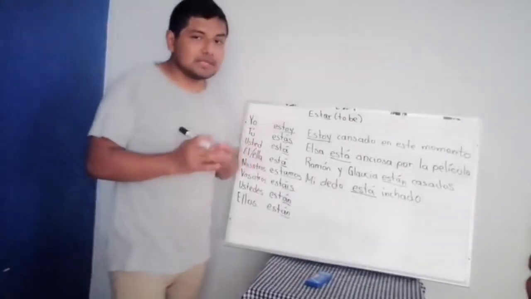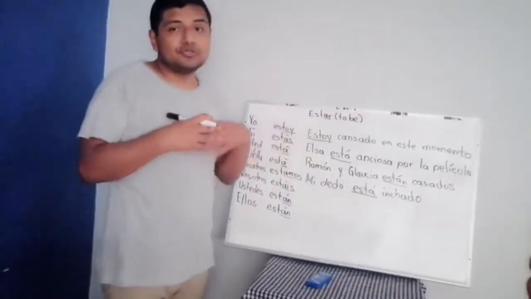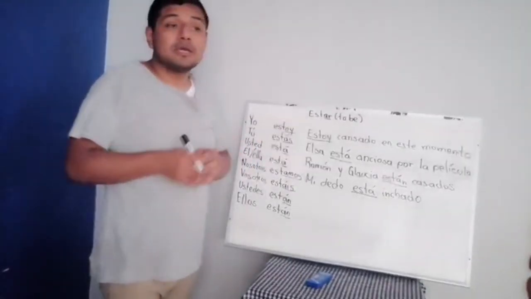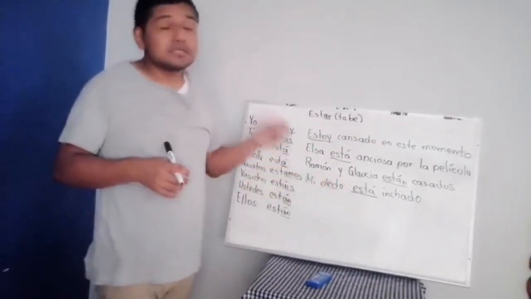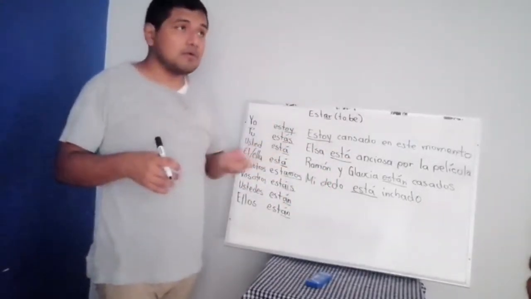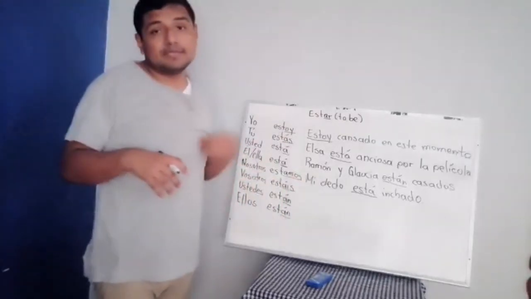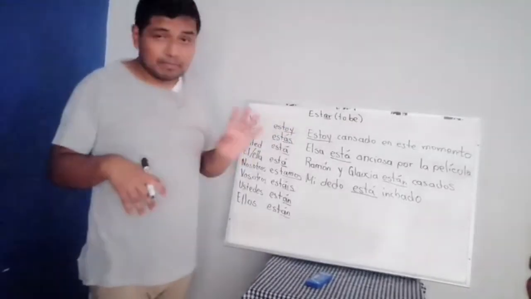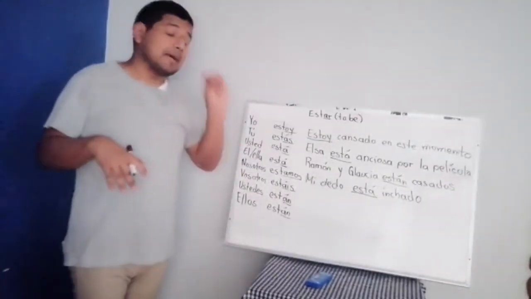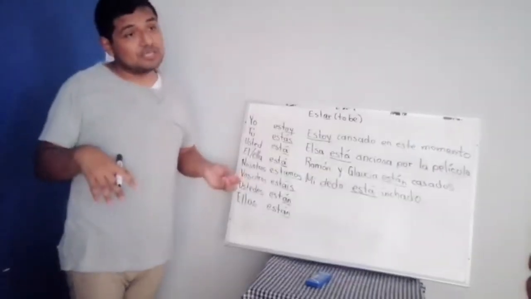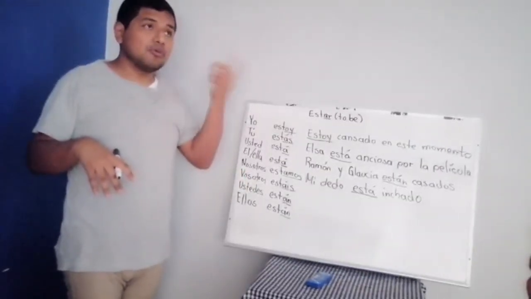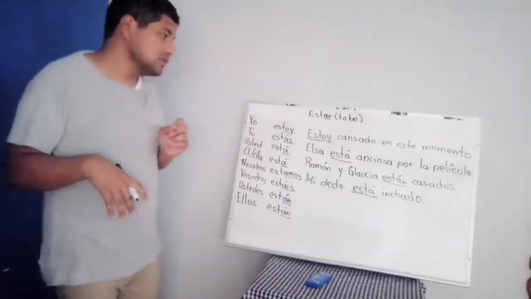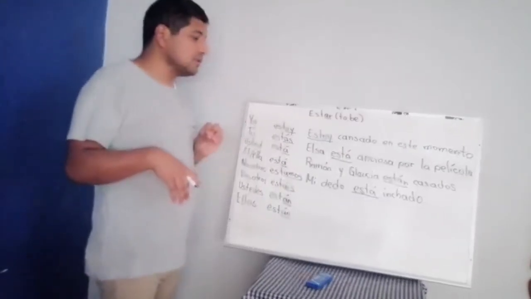Okay, we understood that estar is used with temporal actions, with temporal speech, some things that are going to change, probably here in 1 minute or 2 minutes, 1 hour, 1 day, 2 days, 1 week, 1 month, 1 year, but it's temporarily something that in a moment is going to change, probably for a short, middle, or long term.